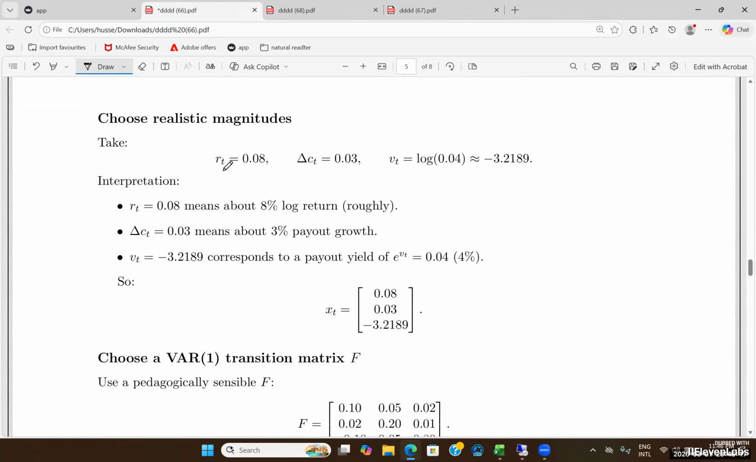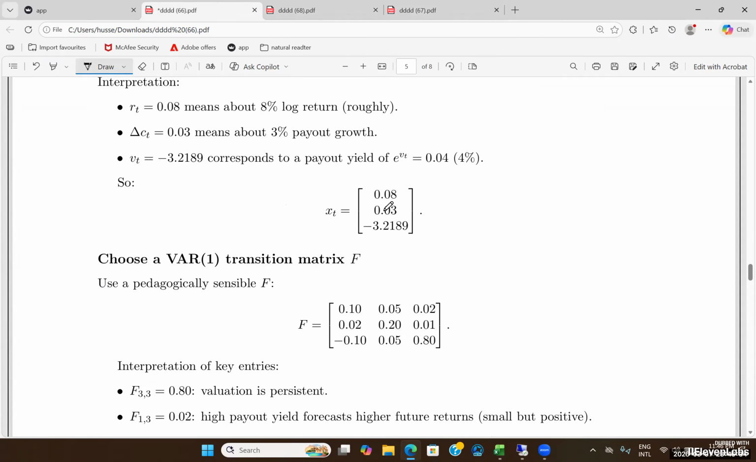So, for example, if we were to consider these numbers, let's consider the annual return, which is set at 8%. Then we have the growth rate for the cash flow, which comes in at 3%. Additionally, the payout yield, when expressed in its logarithmic form, is negative 3.2. This particular value, in fact, directly correlates to a 4% growth rate in the overall cash distribution.